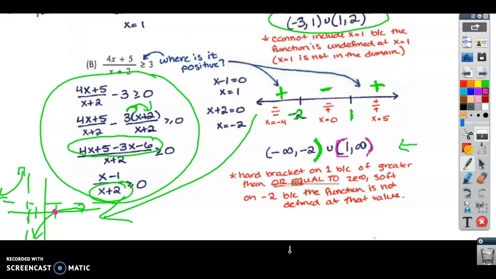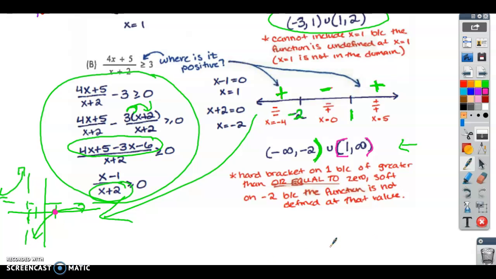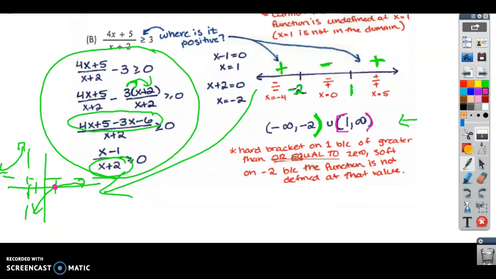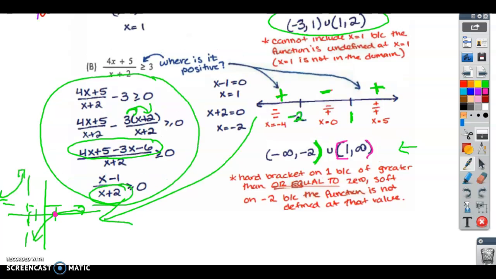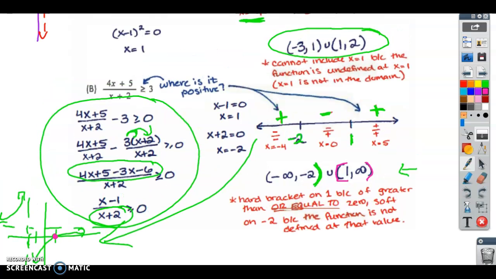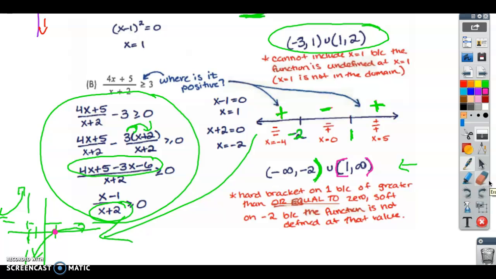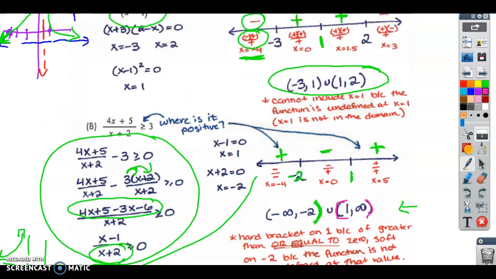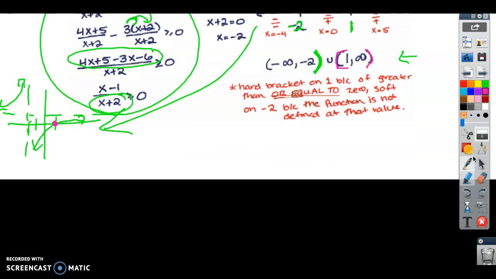So I guess in summary, you just have to be careful at the asymptotes. Make sure you don't ever include an asymptote in your answer because that part of your graph is not there. And you also have to be careful about the signs. The question sometimes asks if it's greater than 0, it might ask if it's greater than or equal to 0. So I think that's it.